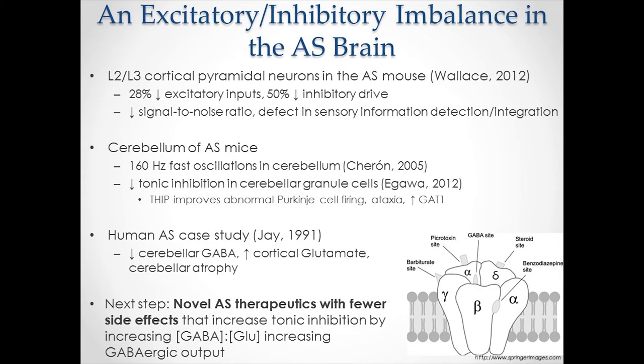AS mice. Moving into the human AS brain, it was reported in a case study in 1991 that there was a decrease in cerebellar GABA and an increase in cortical glutamate. Again, all of this tying into that idea of an excitatory-inhibitory imbalance potentially. So the next step was to look at novel AS therapeutics, potentially with fewer side effects, that could increase tonic inhibition by increasing things like the GABA to glutamate ratio or just by increasing overall GABAergic output.